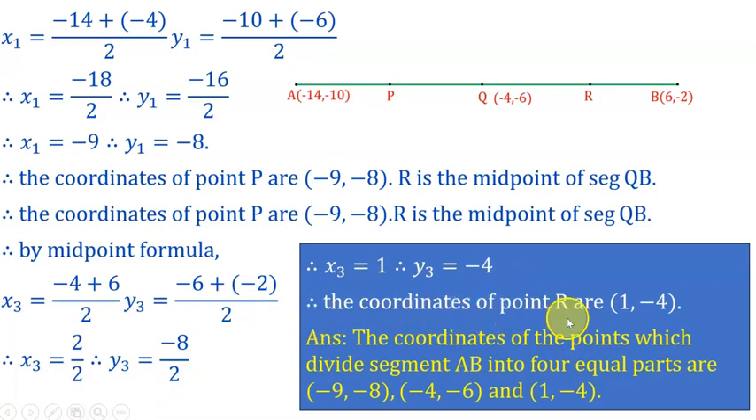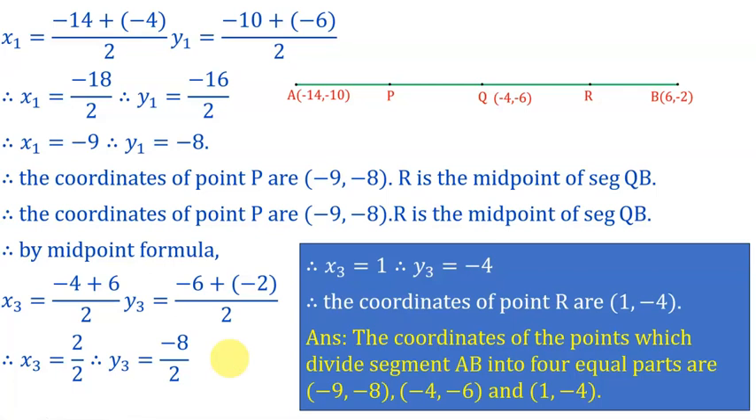The coordinates of the point R are 1, -4 and finally the answer: the coordinates of the points which divide segment AB into 4 equal parts are -9, -8, then -4, -6, and last the coordinates of the point R are 1, -4. Okay.